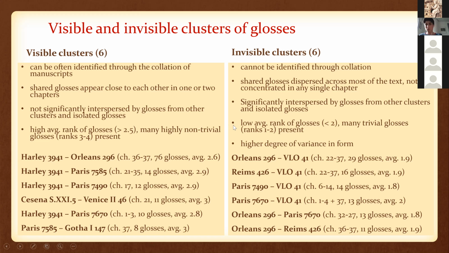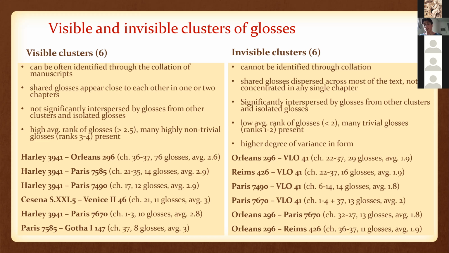encyclopedic type. On the other hand, we have what may be considered invisible clusters, and these are ones I did not see before I performed this quantitative analysis, because they came out of this exercise, so to say. It is because the glosses that constitute these clusters do not appear next to each other. They are rather distributed across the entire text, or most of it, interspersed by other glosses, whether shared or isolated.